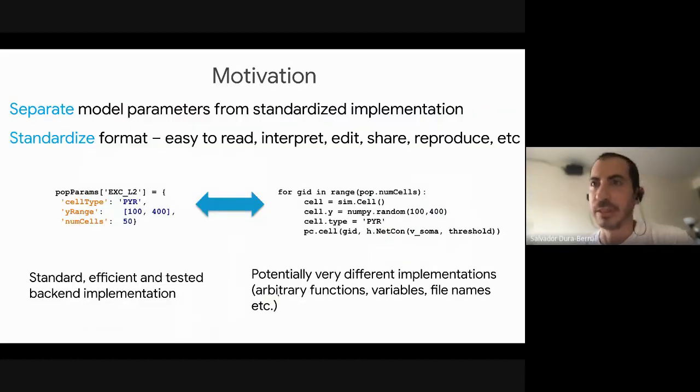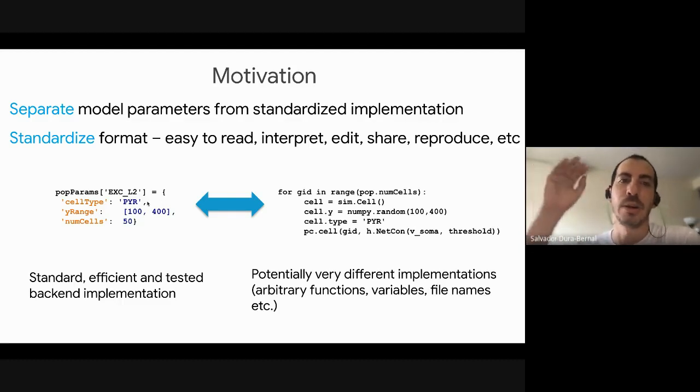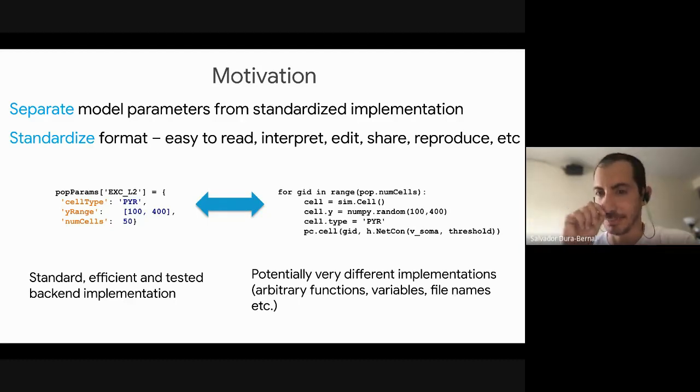So we decided to build this standardized format that allowed you to specify just the biological parameters of the model. Instead of having to write all this Python code and loops and Python functions, we wanted to have this kind of declarative format that you see on the left, where you just specify, I want a population with 20 pyramidal cells within 100 and 400 micrometers of the cortical layers. And then the tool should be able to generate all the neuron objects required to instantiate this kind of model and allow you to run simulations and analyze the data.